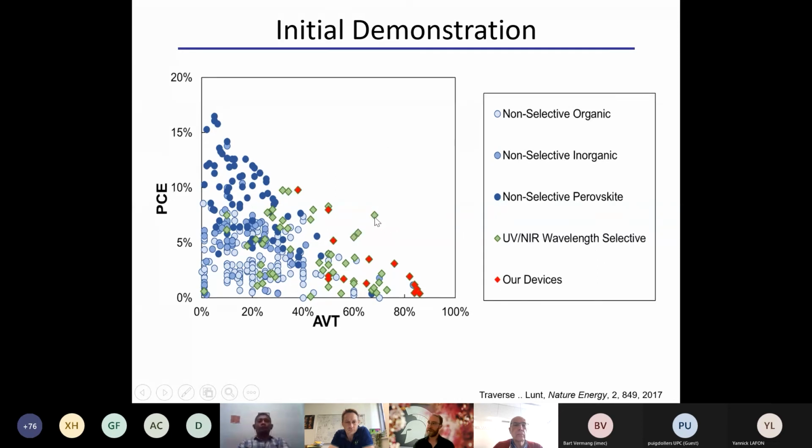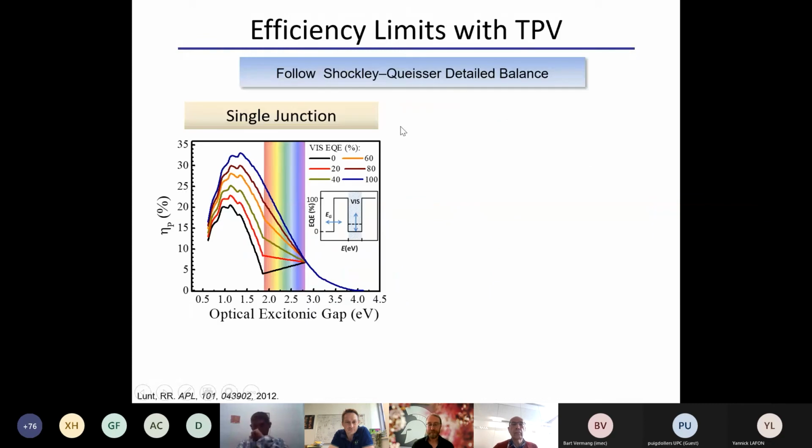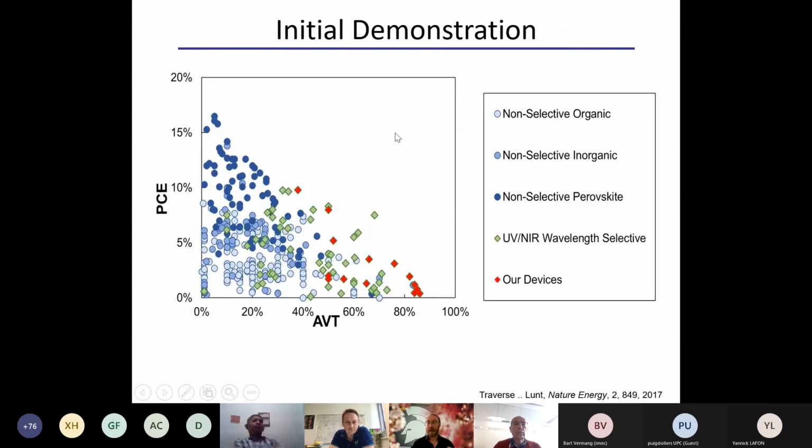When we started in this field in 2010, I made a prediction that everyone in the OPV world would be working on this, and I think many now are. So it's very exciting to see this kind of development and this kind of enthusiasm for these kinds of devices. Now, one of the questions that arises when you look at a plot like this is how far to the top right in this space can we go?